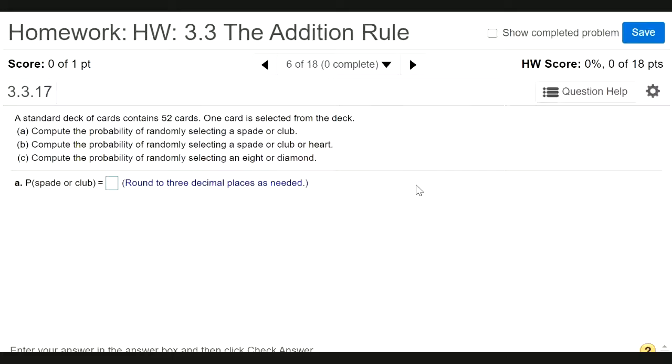So this particular problem is problem number 6. You can see this in the homework. And it's asking about some probabilities, and the event is selecting one card.